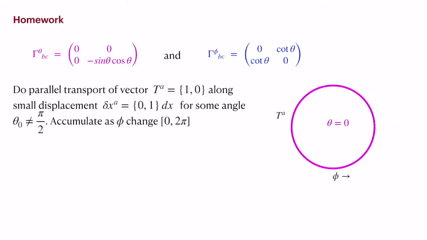Now you have a homework problem. In this problem you have to take the case where you have a vector given by t^A = (1, 0), with the displacement vector delta^A = (0, 1) dx. This you have to take with the angle theta naught not equal to 0 and not equal to pi by 2, and then accumulate the change in the vector t as you take one full round along phi from 0 to 2 pi. We have done the calculation bit by bit. You have to put it all together and get the final expression for this change.